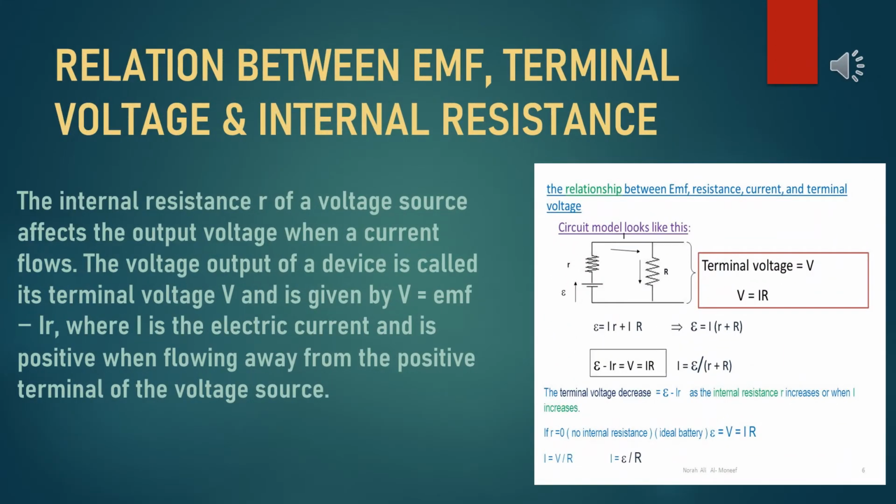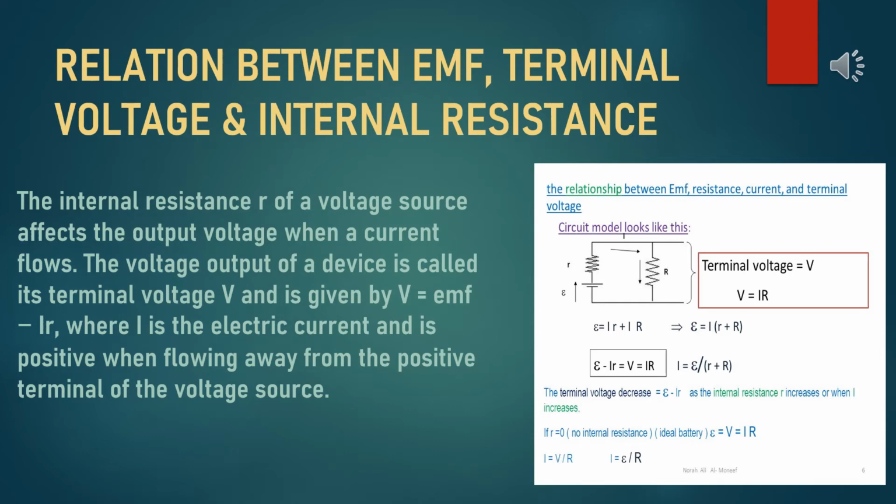Now, the relation between EMF, terminal voltage and internal resistance. The internal resistance r of a voltage source affects the output voltage when a current flows. The voltage output of a device is called its terminal voltage V and is given by V is equal to EMF minus I into r. This is a formula where I is the electric current and is positive when flowing away from the positive terminal of the voltage source.